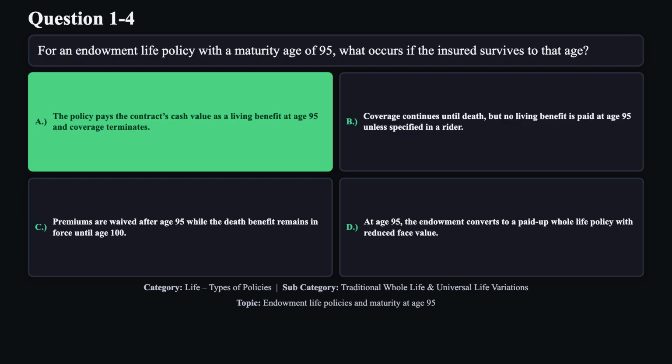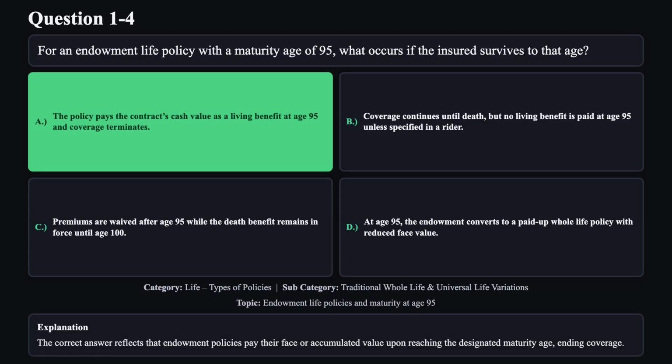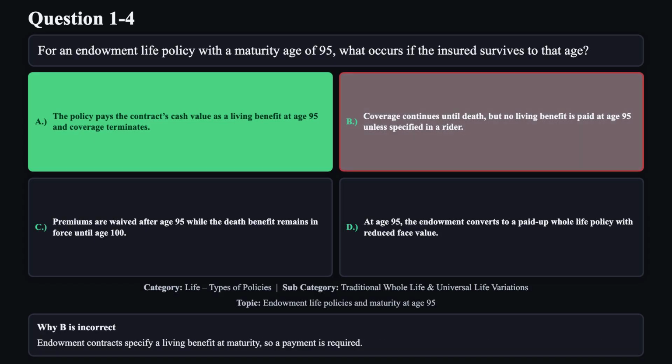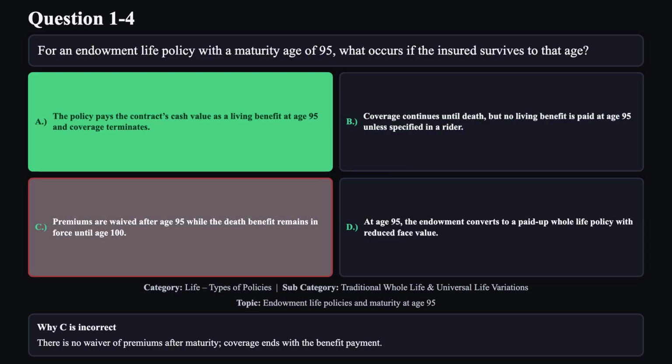The correct answer is A. The correct answer reflects that endowment policies pay their face or accumulated value upon reaching the designated maturity age, ending coverage. Reason B is not correct. Endowment contracts specify a living benefit at maturity, so a payment is required. Reason C is not correct. There is no waiver of premiums after maturity. Coverage ends with the benefit payment.